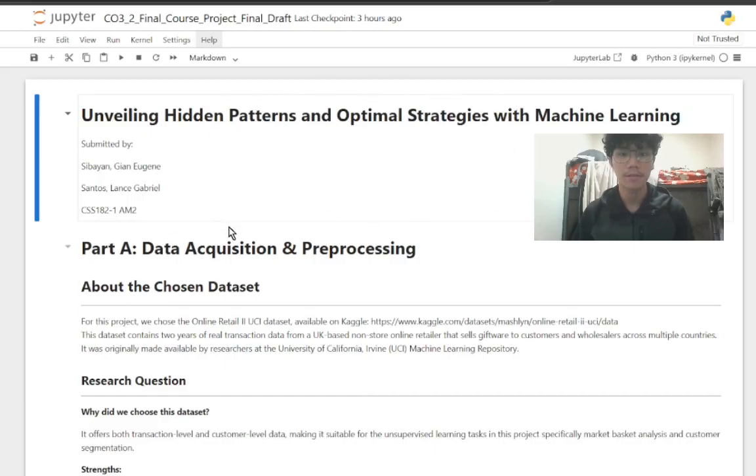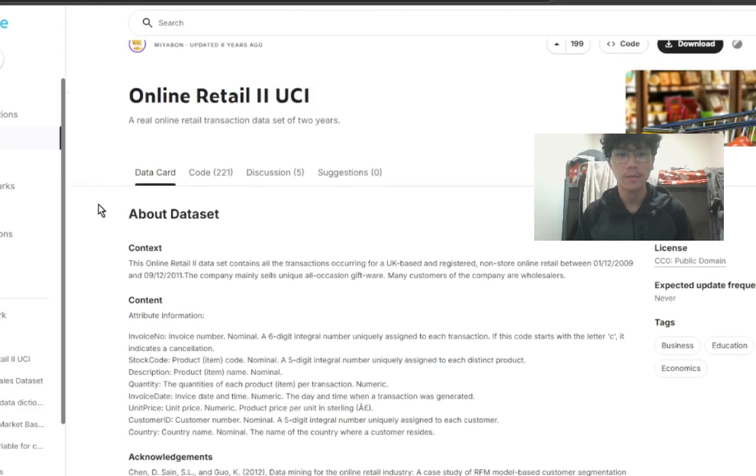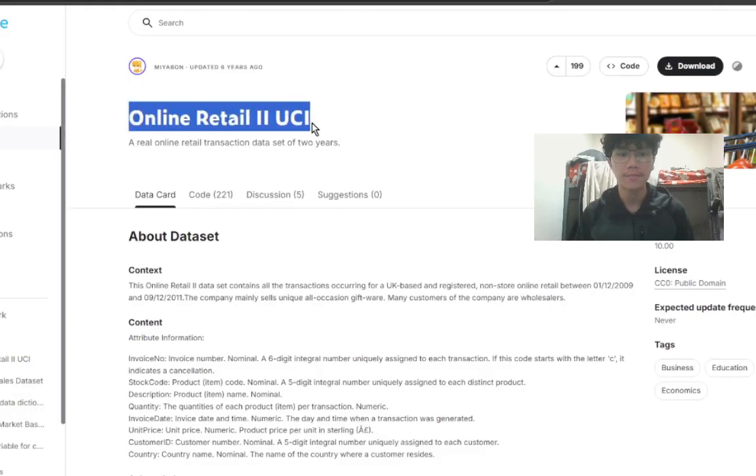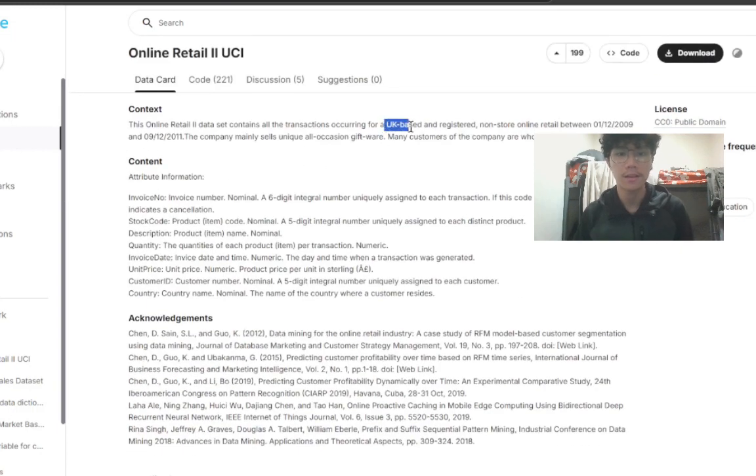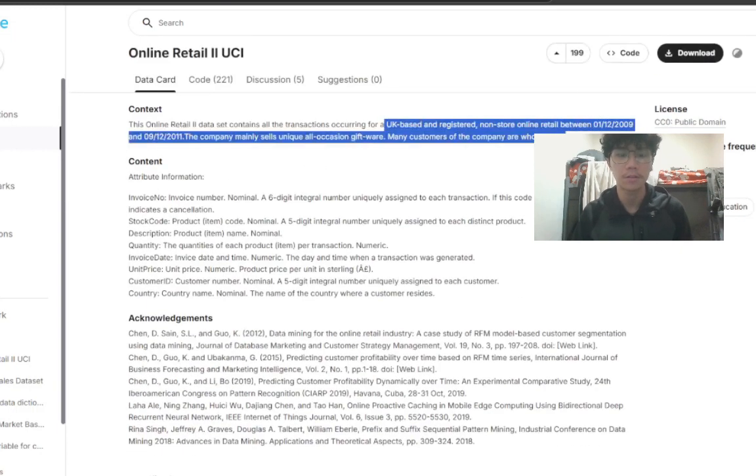We'll be walking you through our final course project, where we investigate a real world dataset to extract business insights using clustering, association rules, and a look at reinforcement learning. Firstly, our entire analysis is built on the Online Retail II UCI dataset, which we sourced from Kaggle. This dataset contains 2 years of real transaction data from a UK-based online giftware retailer selling to customers across multiple countries.